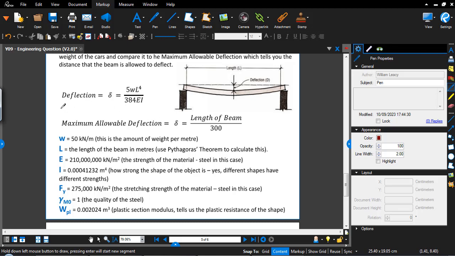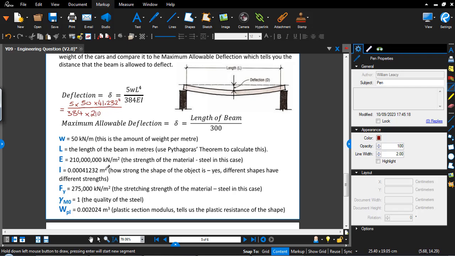So that equals 5 times W, which was 50 kilonewtons per meter, times L, which was 41.232, to the power of 4, over, so you can see it's just substitution, 384 times E, which is 210 million.